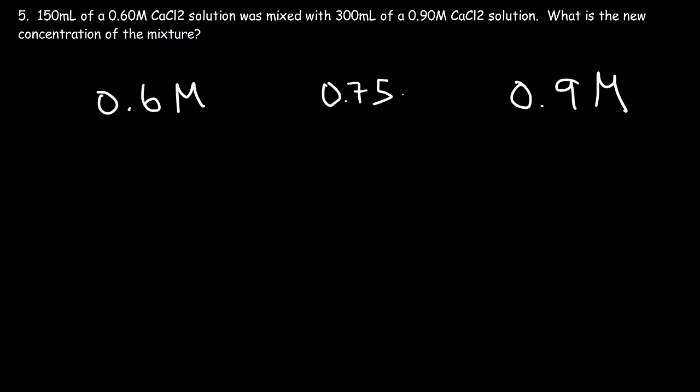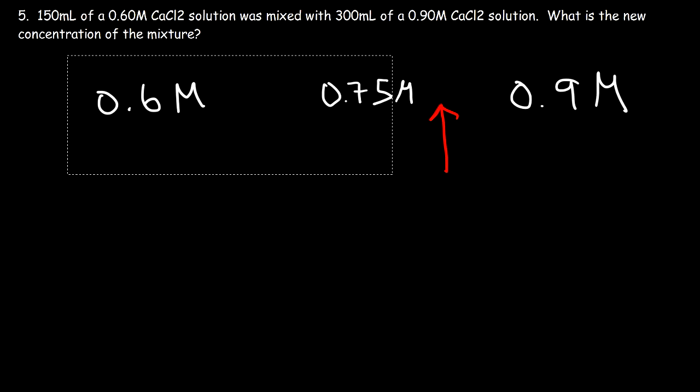Do you think the new concentration will be closer to 0.6 or closer to 0.9? What would you say? The midpoint of 0.6 and 0.9, if you add them up and divide by 2, is 0.75. Notice that we have a greater quantity of the more concentrated solution. We have twice as much. Therefore, the new concentration is going to be somewhere between 0.75 and 0.9 because we have more of the concentrated solution. So basically, this problem is a weighted average problem.